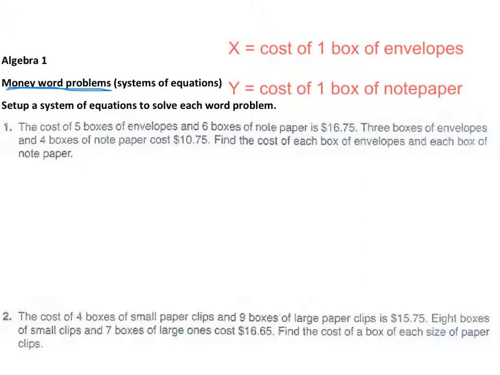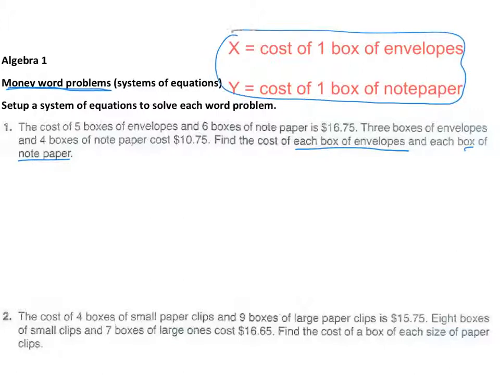Let's work backwards. What we want to find is the cost. When it says each, it means 1 box of envelopes and 1 box of note paper. Those are the unknowns, so take this down right now. We know we're going to get 2 equations with 2 variables, but we have to know what x and y represent. In this case, x is the cost of 1 box of envelopes, and y is the cost of 1 box of note paper. Once we solve for x and y, we know what those numbers represent.